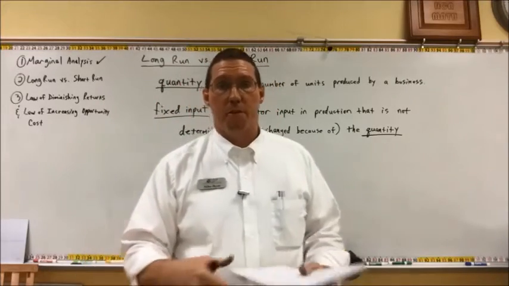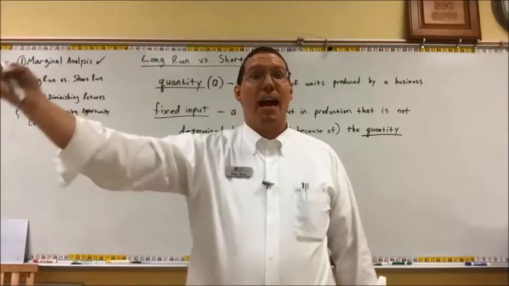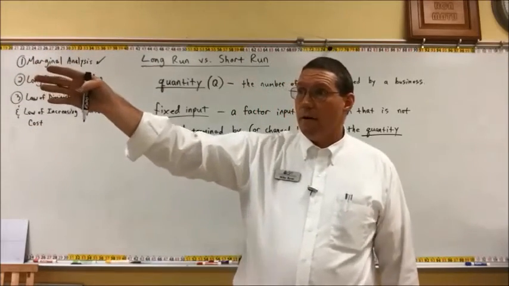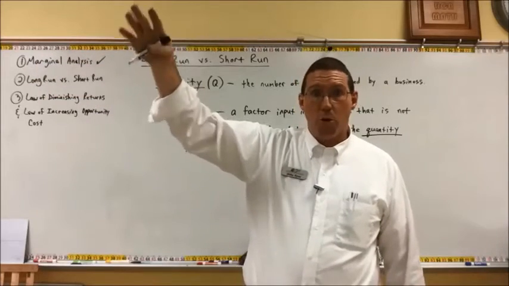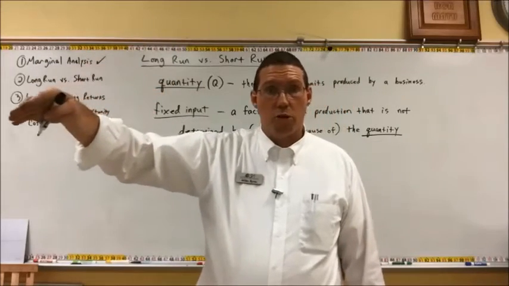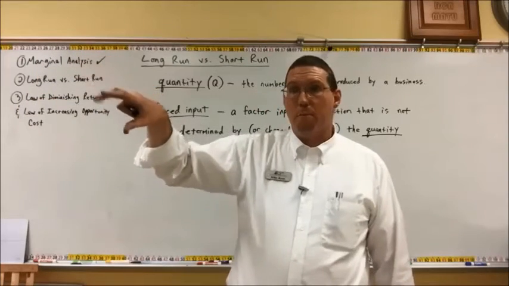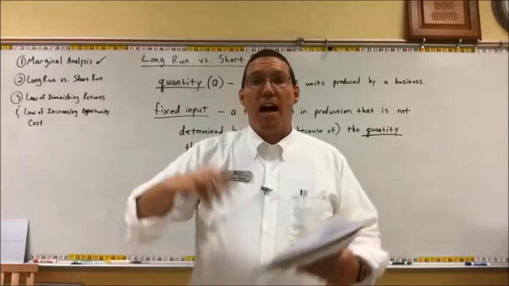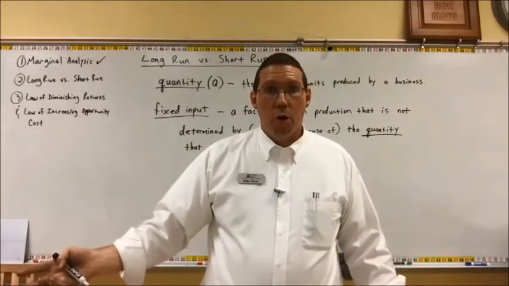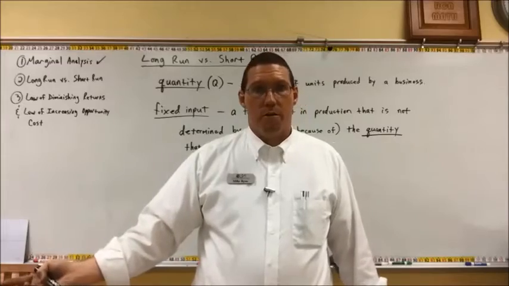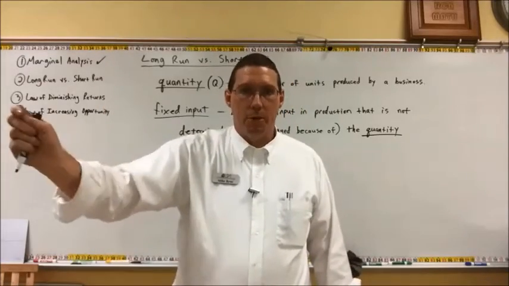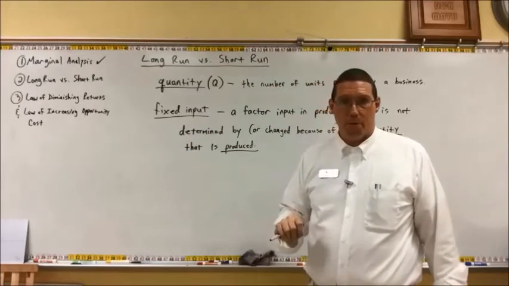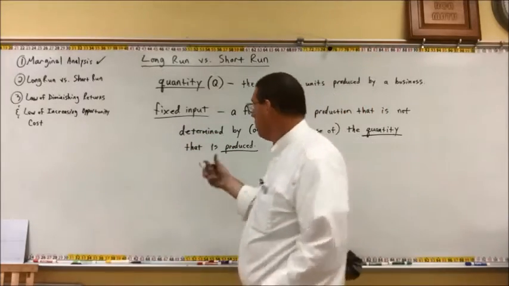Other examples of fixed inputs would be, for example, a factory. If a company has a factory with seven bay doors where they can load or unload trucks, and let's say they have 43 production machines inside of the factory, whether they produce 5 million units in a month or 17 units in a month, they still have that building with all those doors and all those machines. Those are all fixed inputs. Now let's talk about variable inputs.